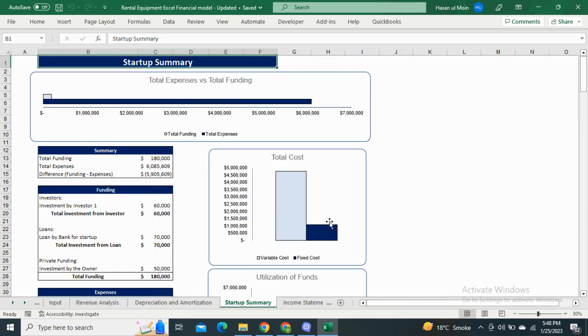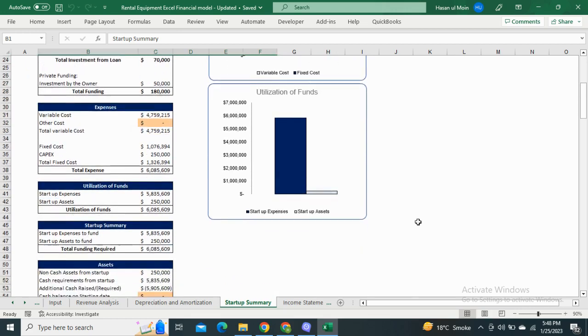Next, we have the startup summary. It is the estimation of how much investment is required in the first year of your business, and it also consists of the graphical representation of total cost and the utilization of funds.